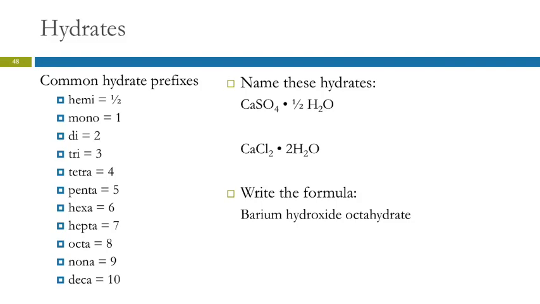So CaSO4·1/2H2O. We have to name the ionic part first. So Ca is calcium, right? Is calcium in group 1A, 2A, 3A, zinc, or silver? Yes. It's in group 2A. It doesn't need a Roman numeral. So cover up the Ca and what's left here, SO4. What's the name of that? Sulfate. So calcium sulfate. And then the prefix for 1/2 is hemi. So hemihydrate.